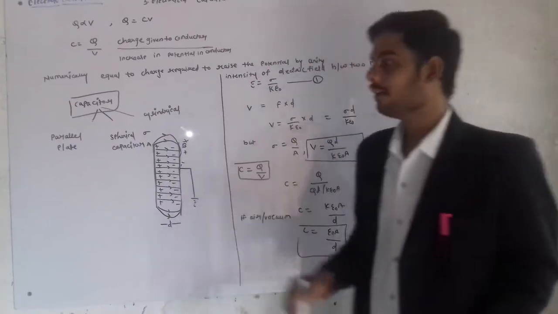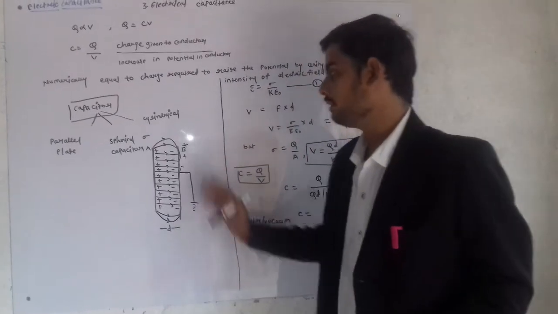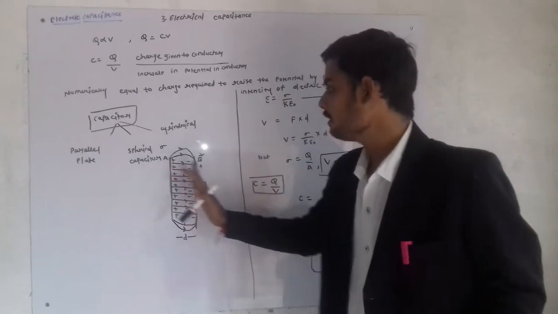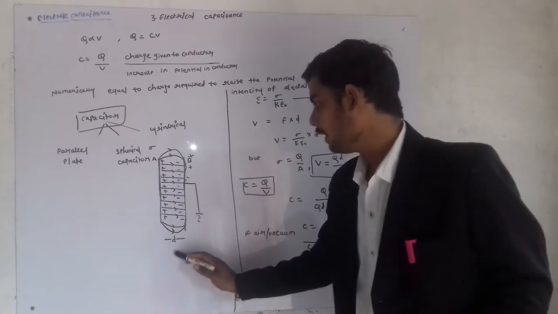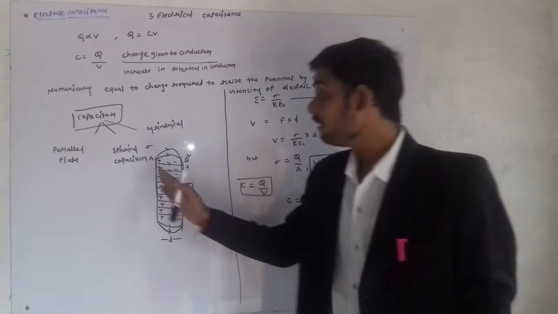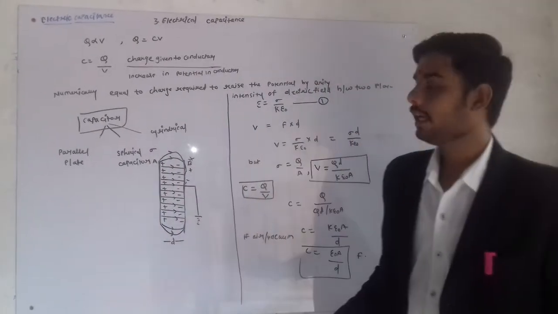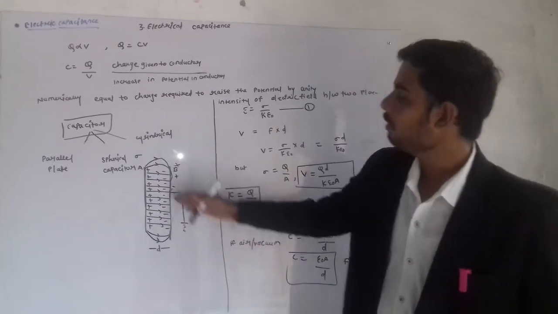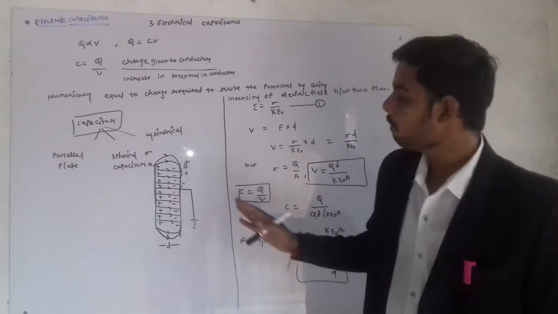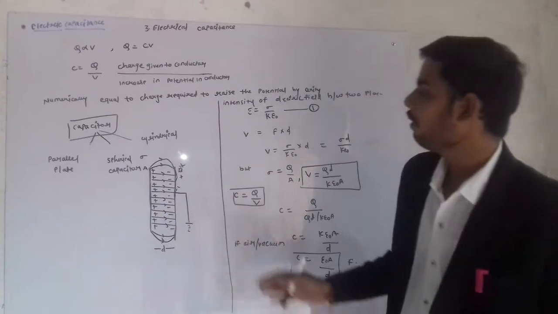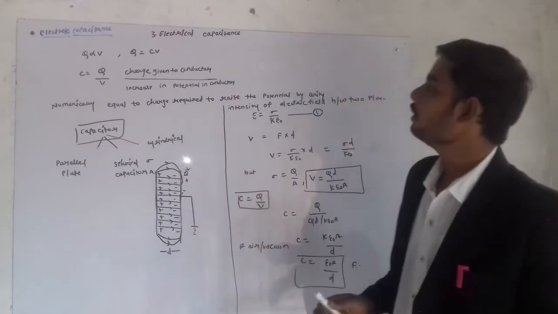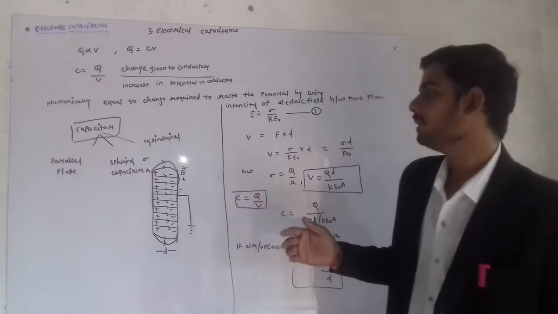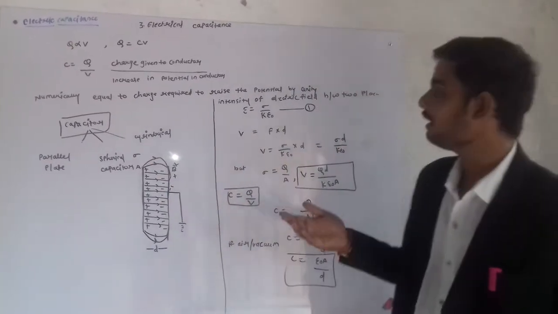We can see in the diagram we have a parallel plate capacitor. We have two plates, plate A and plate B. The distance between plate A and plate B is small d. Suppose we give positive charge to plate A, then due to electric induction, the inner side of plate B will be negative and the outer side will be positive. The positive charge will go into the earth, and only plate B will be negative. We have earlier discussed continuous charge distribution, so here we'll use surface charge density.